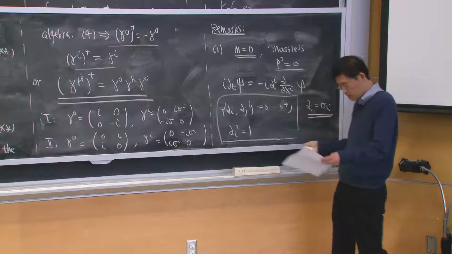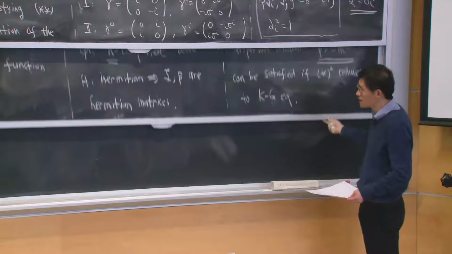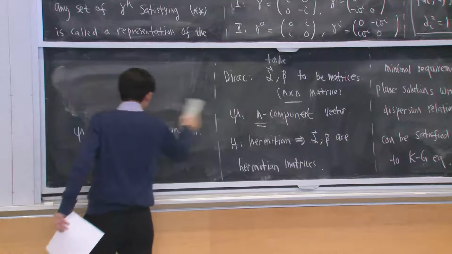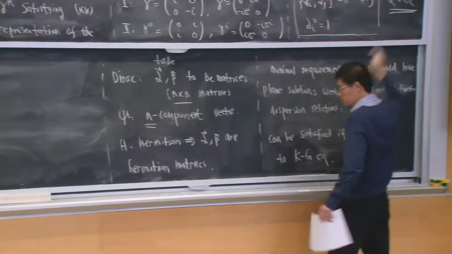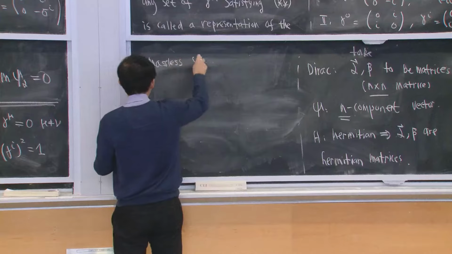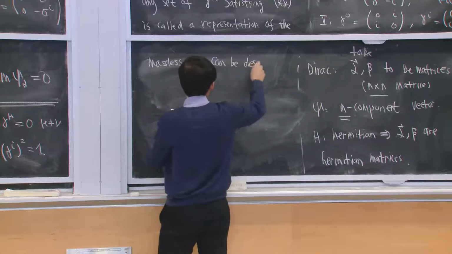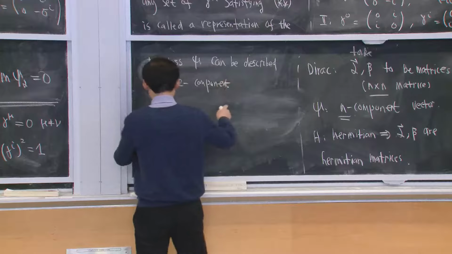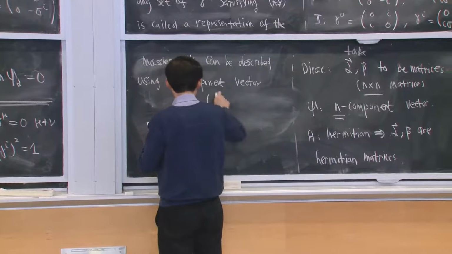So this tells you something important: the equation for a massless particle and a massive particle are very different. For a massive particle, you actually need 4 components. But for the massless particle, you can describe it by a sigma matrix, only 2 by 2. So that means for massless, psi can be described using a 2 component vector, psi equal to psi 1 and psi 2. Again, they are all just complex.